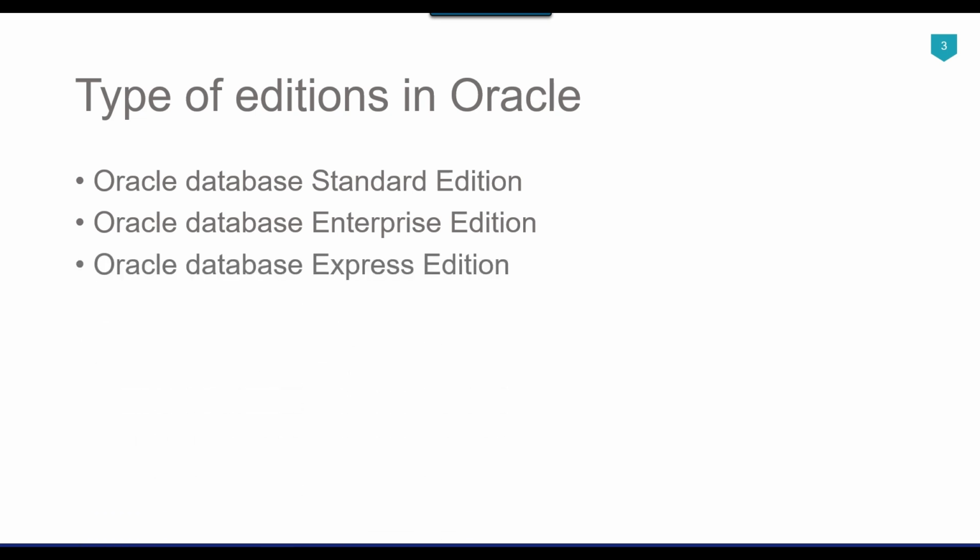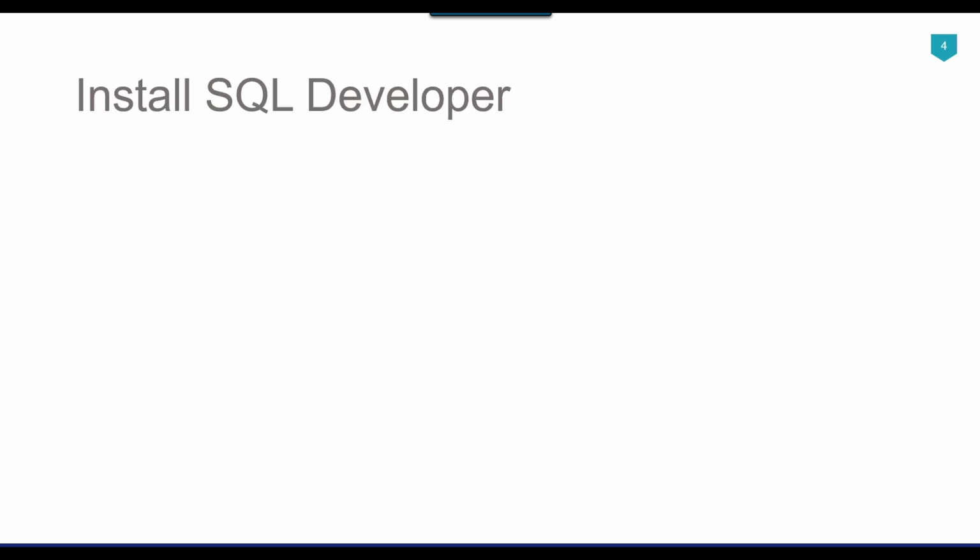Now the next one is the Oracle database express edition. This is an entry level edition of the Oracle database. It is quick to download and simple to install, and it's free to use. So in this video we will see how we can install the Oracle database express edition, which is the free edition. Then we will install the SQL Developer.